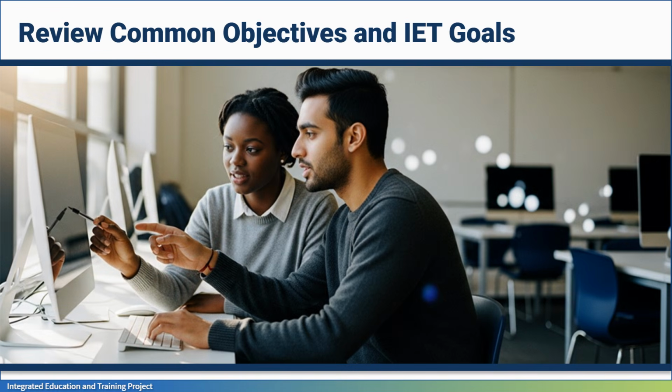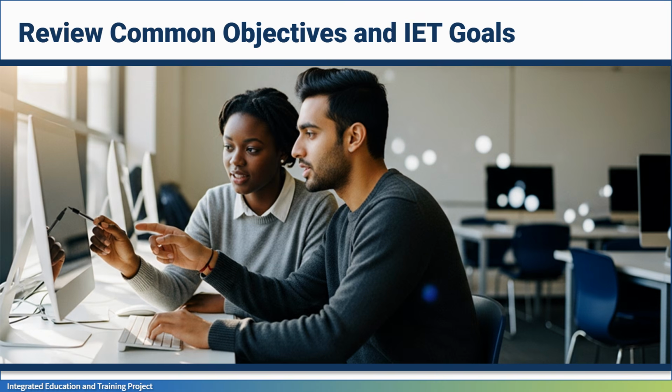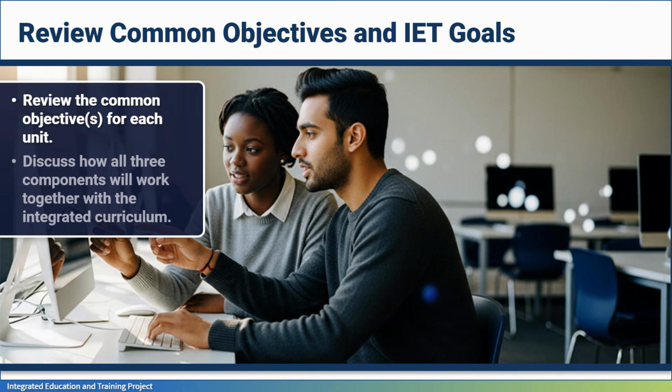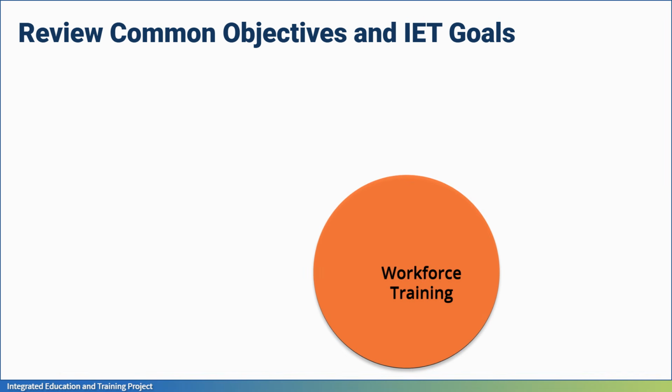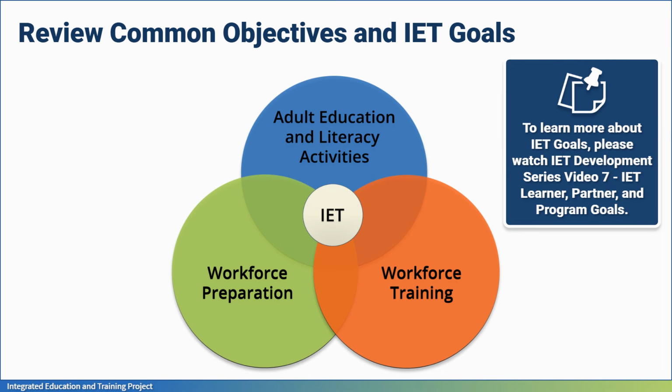Once the IET team has finalized the common objectives for each unit, which were combined to become the SSLOs, and made sure they align to the IET program goals, the instructional team is ready to begin to build out contextualized units, lessons, activities, and assessments. It is important that the team reviews the common objectives for each unit and then discusses how all 3 components will work together with the integrated curriculum. The integrated curriculum will consist of workforce training, adult education, and workforce preparation materials.